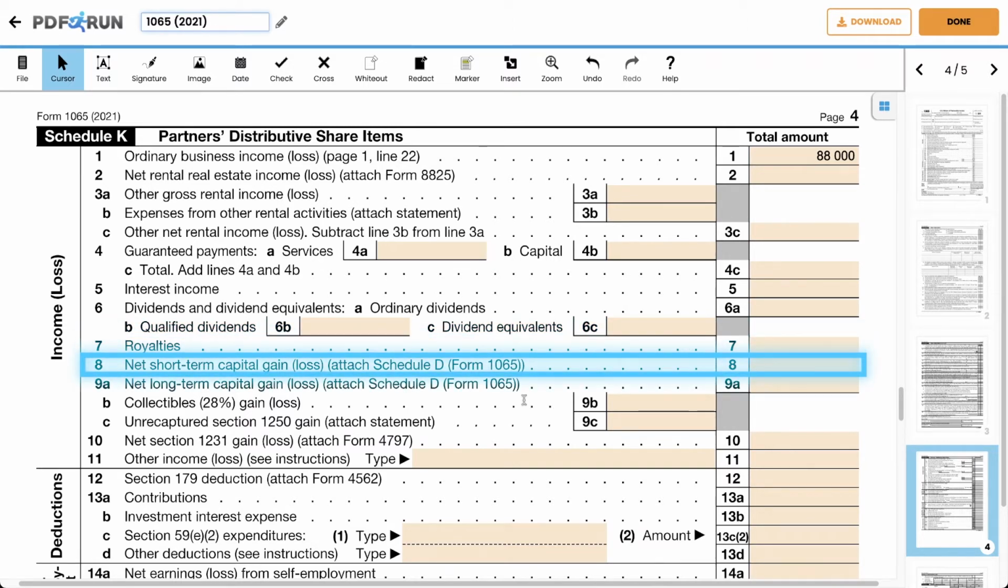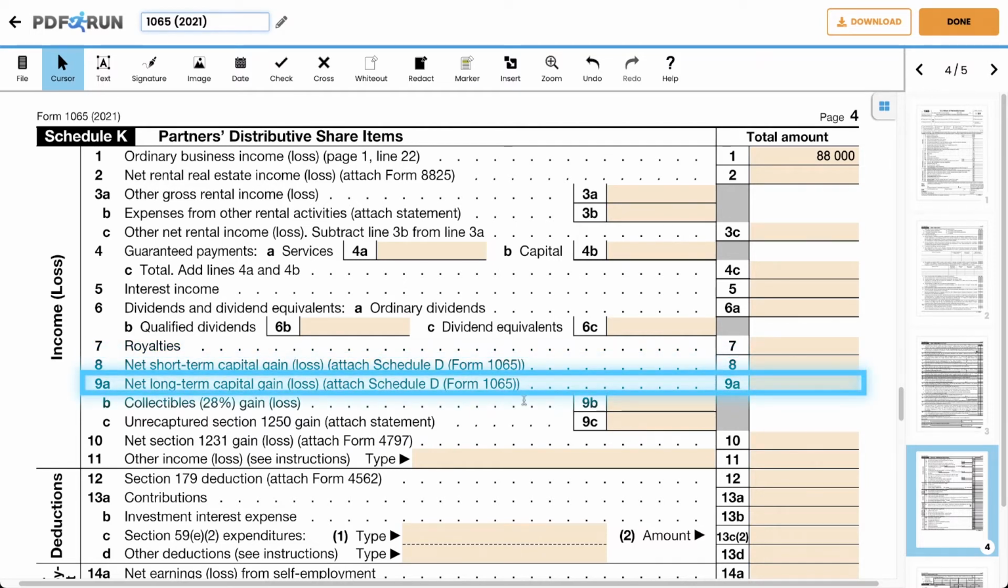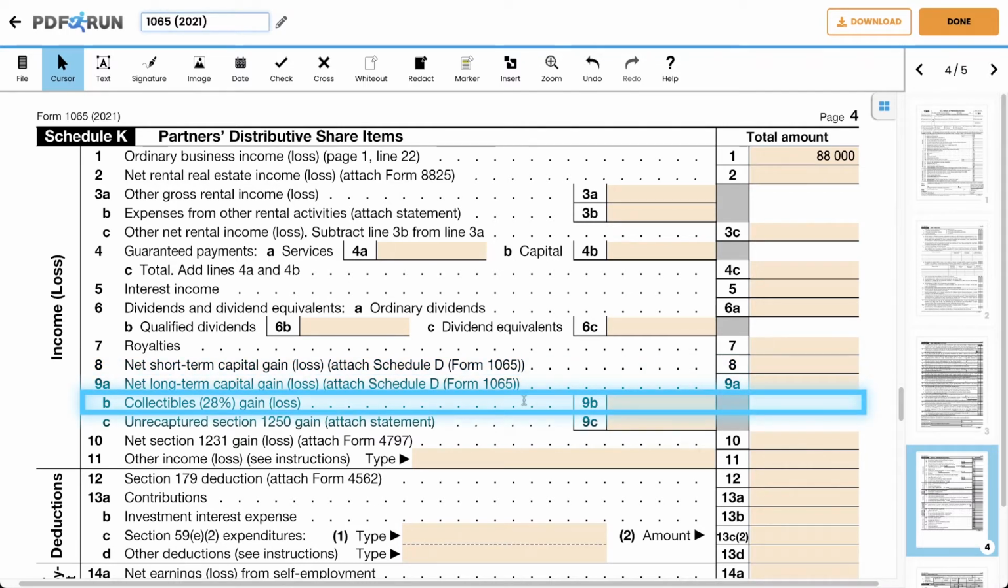Line 8. Enter the amount of net short-term capital gain or loss and attach Schedule D, Form 1065 to this form. Line 9A. Enter the amount of net long-term capital gain or loss and attach Schedule D, Form 1065 to this form. Line 9B. Enter the amount of collectibles, 28%, gained or lost.